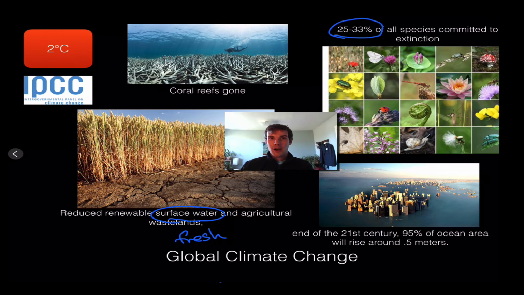25 to 33% of all species committed to extinction, and extinction means that those genes are gone, that biodiversity is gone, and this is really bad for our ecosystems. At the end of the 21st century, 95% of ocean area will rise by 0.5 meters, and you might not think that's a large change, but a lot of our cities are on coastal regions because it's easier to do trade way back when, and still today. And if that rises, a lot of those cities will be submerged.